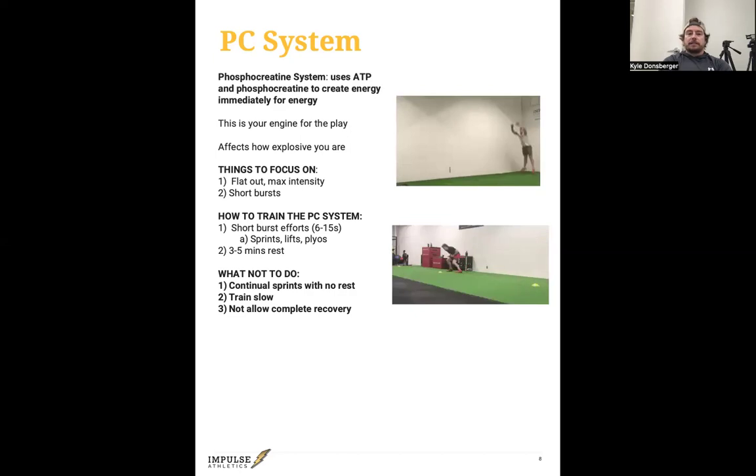So what not to do? We don't want to do continual sprints without rest. We don't want to train slow. And we don't want to take a shorter recovery. You need enough time to recover to allow you to perform at the highest intensity.